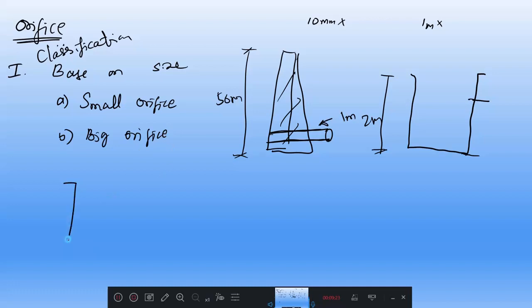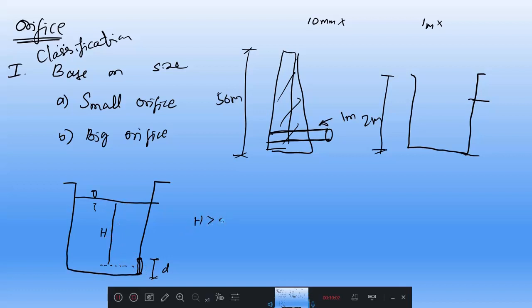We need to consider the tank and this is your orifice opening, and we'll consider the center of the orifice and we'll measure the water storage here. Let us call this the depth of orifice. In a circular orifice it's the diameter, it is the depth of orifice, and this is the height of water standing above the orifice. Now, if this h is greater than 5 times the diameter or depth, then I can call this orifice a small orifice. Then the reverse, if h is less than or equal to 5 times the diameter, then that orifice is called a big orifice.